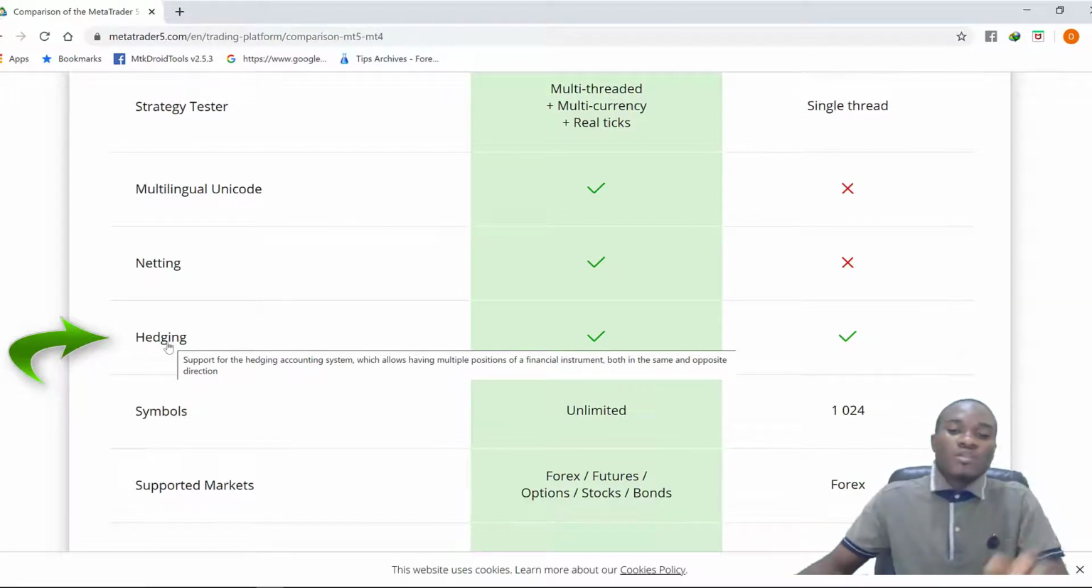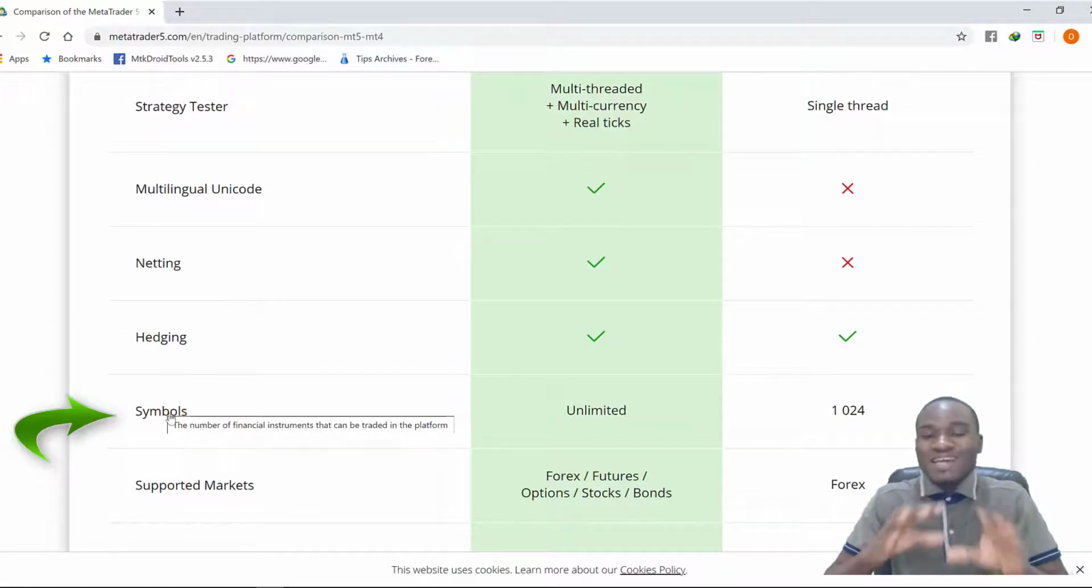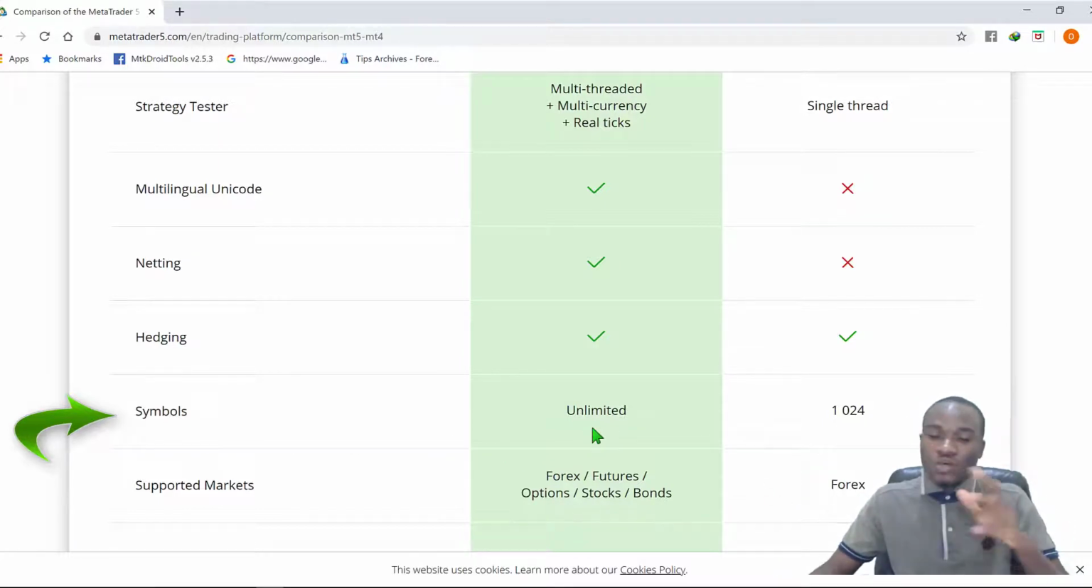I mean. And then the symbols right here, the number of financial instruments that can be traded on this platform. Actually, the Metatrader 5 opens a lot of access. We have a lot of access to different financial instruments. It's unlimited, as you can see right here.